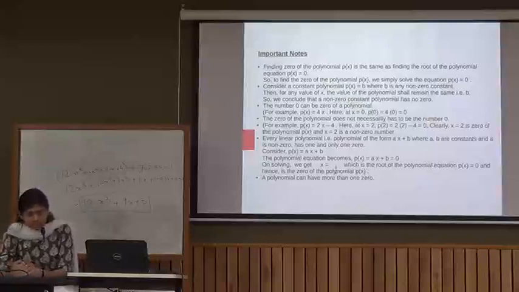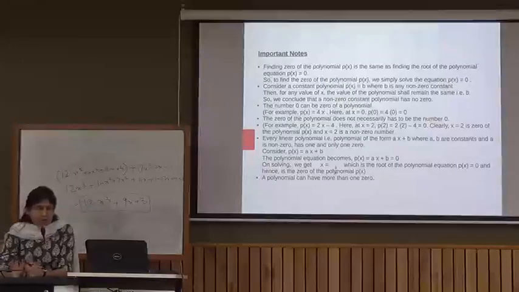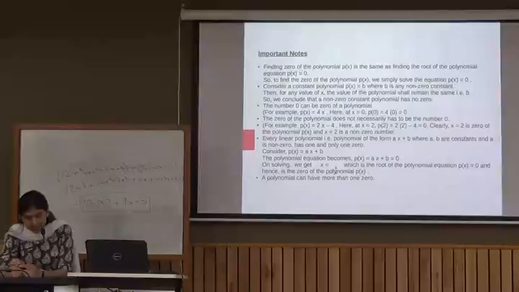Now, consider a constant polynomial, say p(x) equal to b. Friends, note that here b must be a non-zero constant. Then, for any value of x, the value of the polynomial shall always remain b. This will never change for any value of x. So we conclude that a non-zero constant polynomial has no zero.